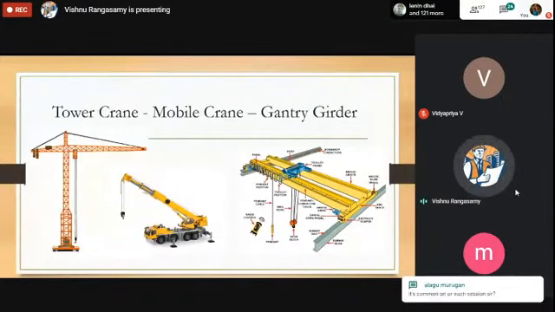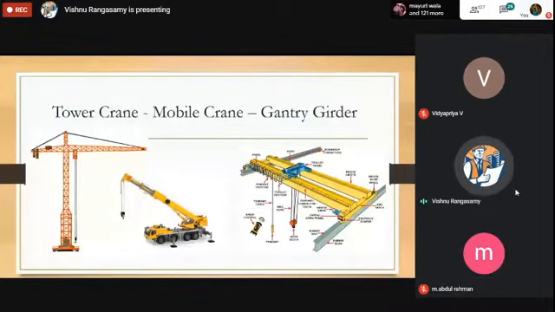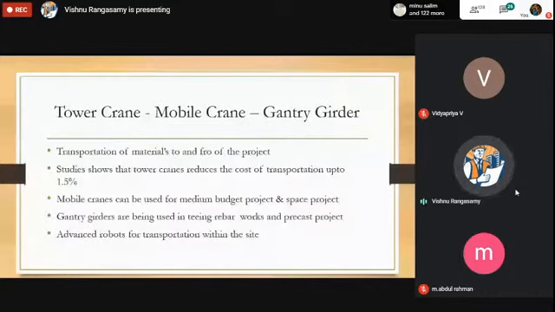If it is a big project with a day-to-day requirement, you can go for a tower crane. If you have a periodical requirement, you can go for a mobile crane, which will complete its process and leave the site. So that is transportation of materials to and fro for the project. Studies show that tower cranes reduce the cost of transporting material within the site up to 1.5% of the total project worth.